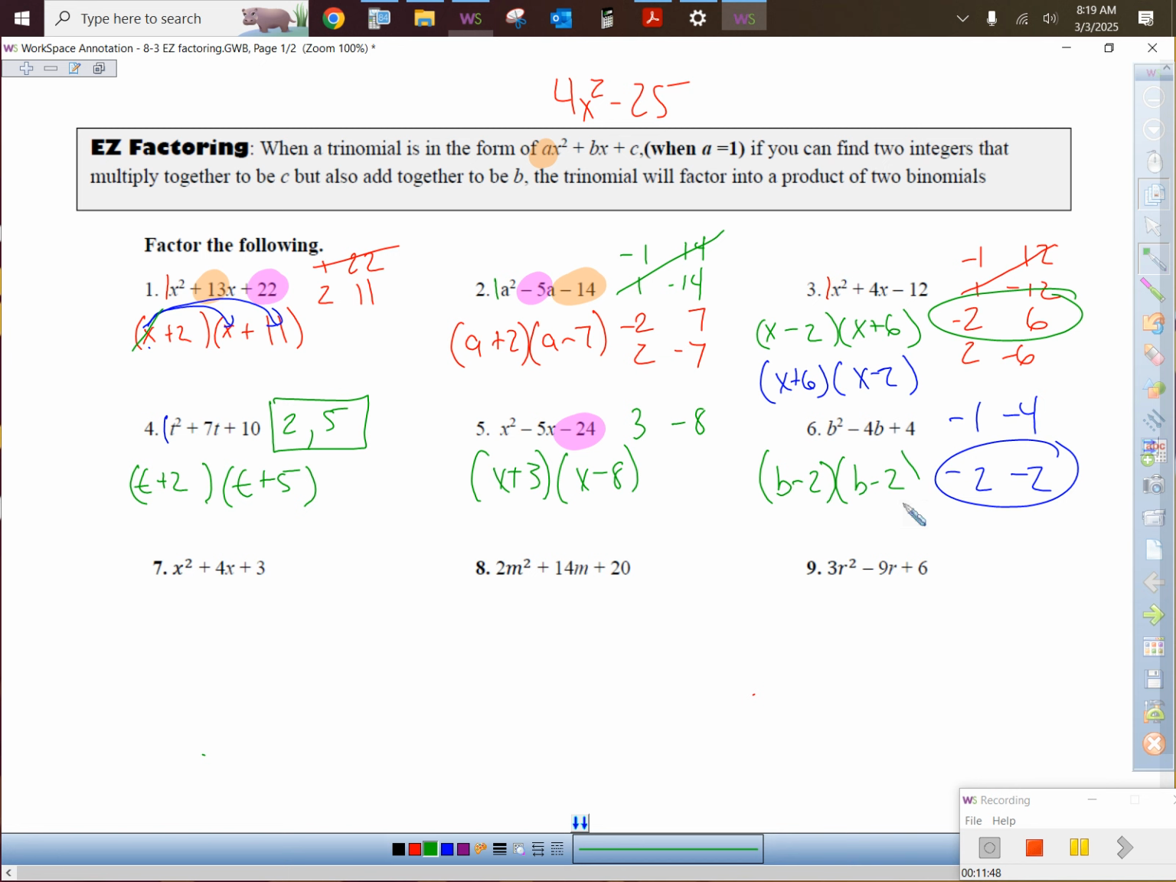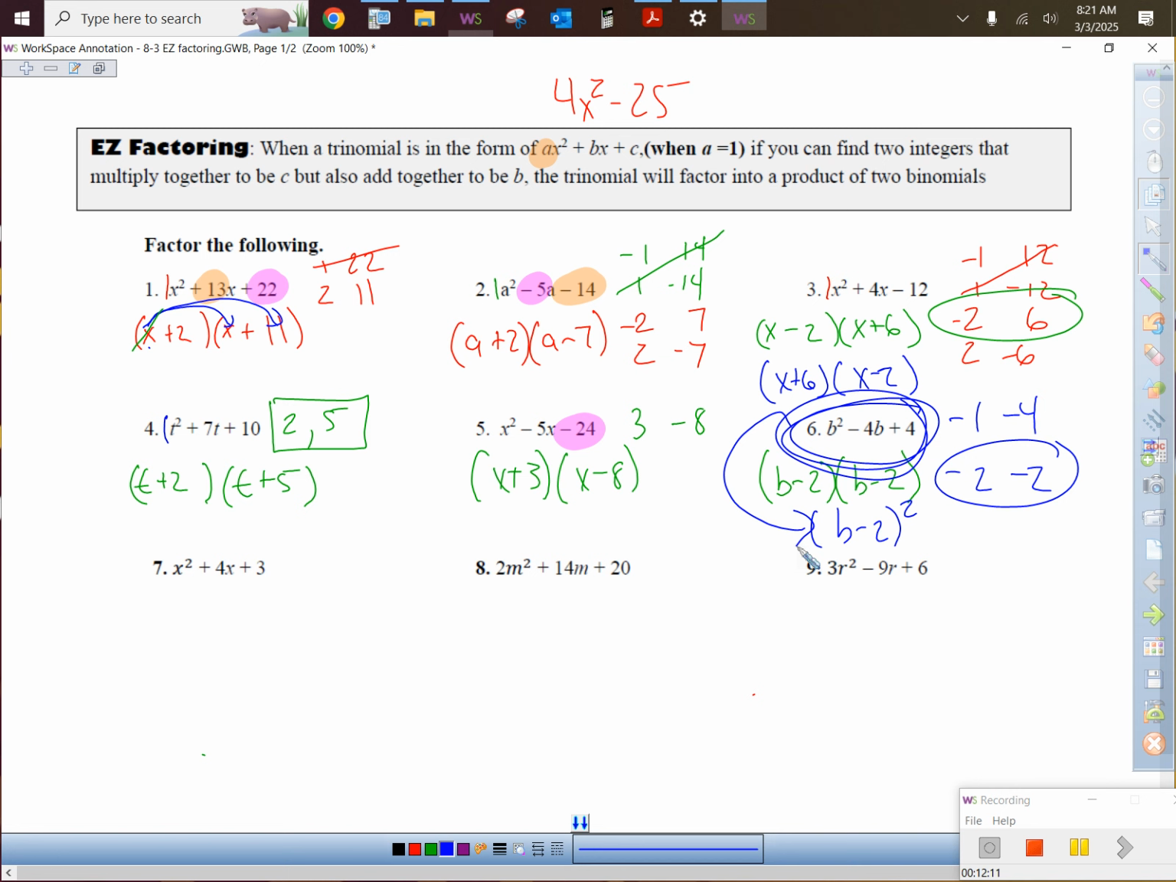Is there a fancier, schmancier way to write that as opposed to B minus 2 times B minus 2? How could I write that? B minus 2, what? Squared. Could you tell me what that means that guy is? I will let you guys try number 7. Sorry that I cut that off, but that was a perfect square trinomial is what that guy was. A perfect square trinomial.